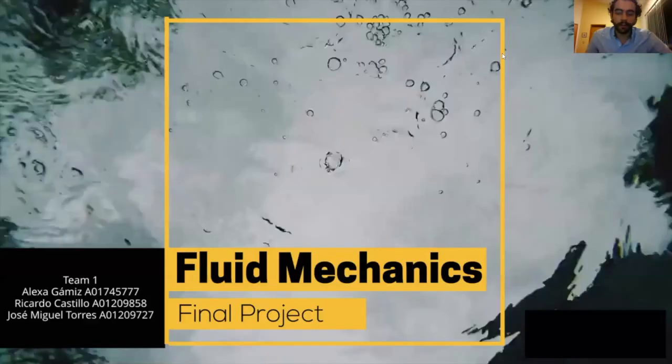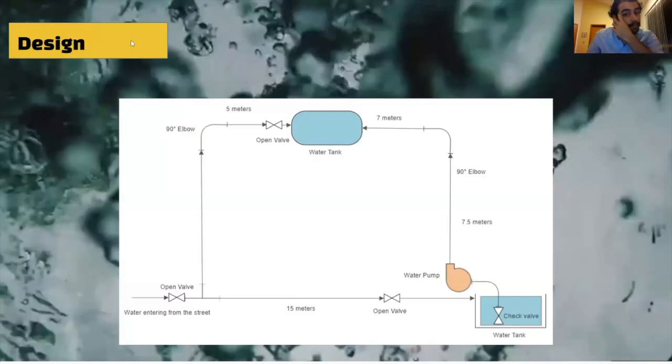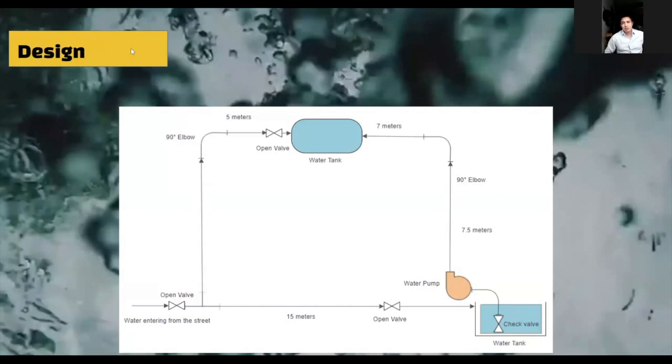So this is our team's presentation. This is a design for a water storage system for a house here in Querétaro, where 5 adults live. We have to study how was the consumption, and we get an average water consumption of 0.746 cubic meters per day, which equals to 746 liters per day.